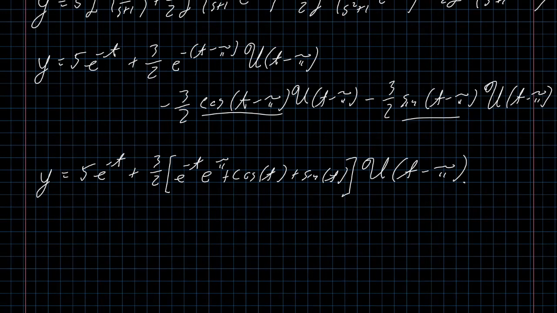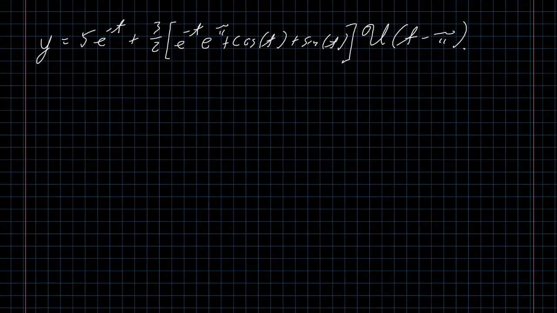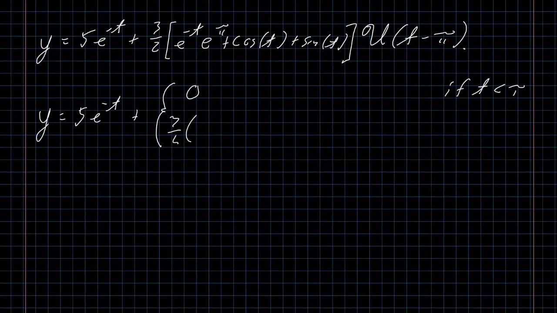Technically speaking, we are done at that point. But the original problem was given as a piecewise defined function, so that's where I want to end things as well. So we've got a piecewise defined function that is equal to 0 if t is less than pi and is equal to 3/2 times all this stuff, e to the minus t, e to the pi, plus cosine of t plus sine t if t is greater than pi.